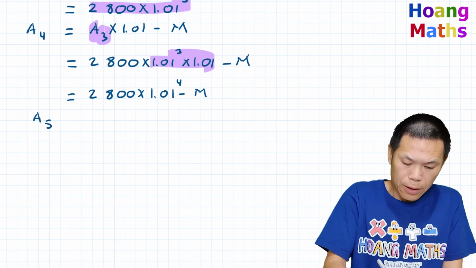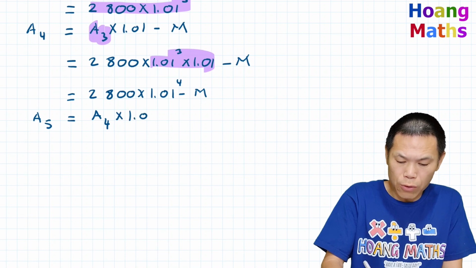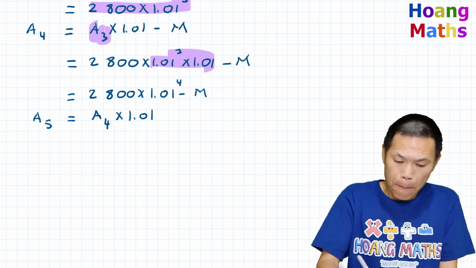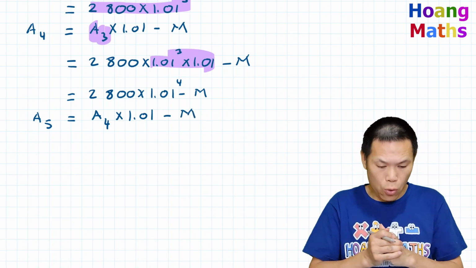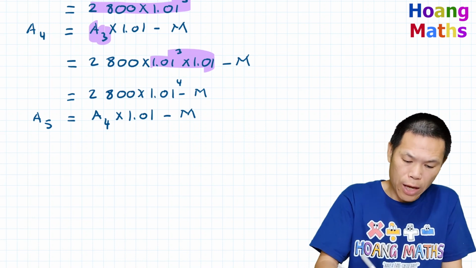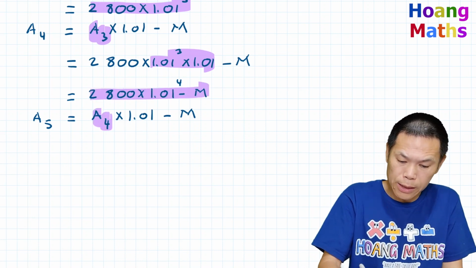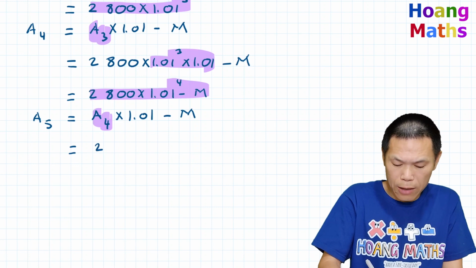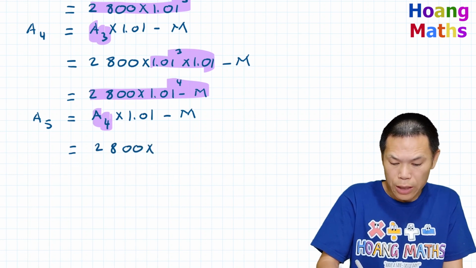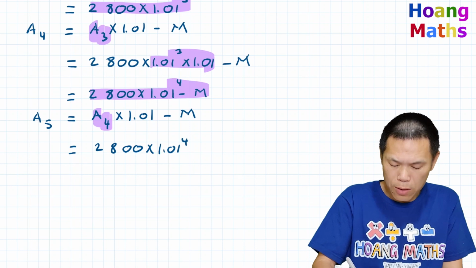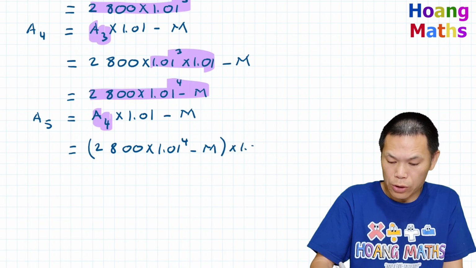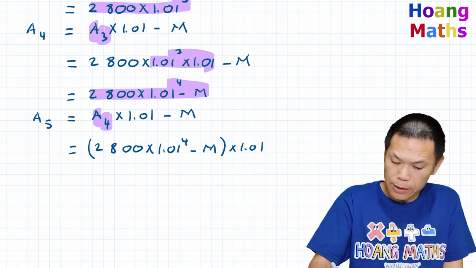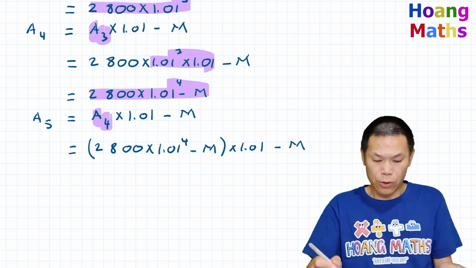So A5 is equal to A4 times 1.01, and he makes another payment at the end of the 5th month. So that is minus M. That's how much is owed at the end of the 5th month. And we know that A4 is this, equal to $2,800 times 1.01 to the power of 4 minus M, and then we times 1.01, and then this minus M, we write it down. So that is A5.